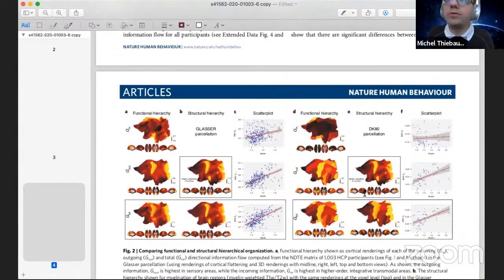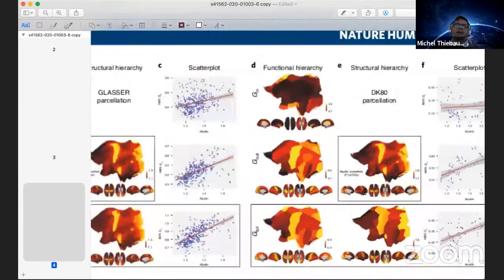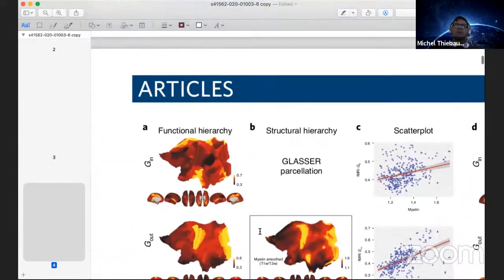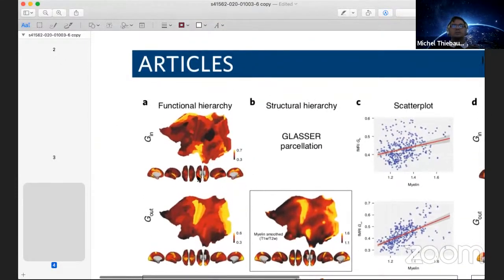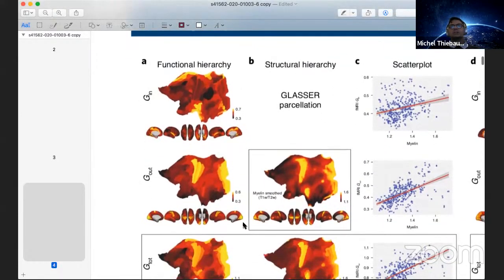And this is the result that they have. So they first did it with resting state functional connectivity. So they create these matrices that are bidirectional. And this allows them to quantify a little bit how much information is getting in all the regions and out of all the regions. And you can see that the in regions are mainly focused on the default mode network, and the out regions are mainly focused on the primary sensory and motor cortices, as well as visual.